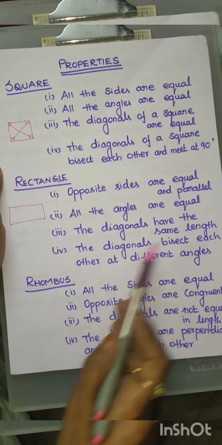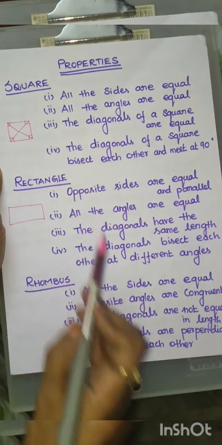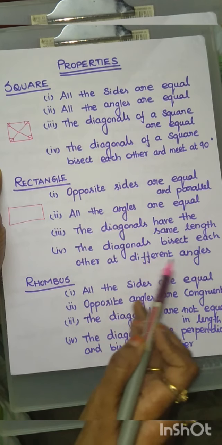Fourth one, the diagonals bisect each other at different angles. This is different compared to a square. This is the one different property for a rectangle. The diagonals bisect each other at different angles.